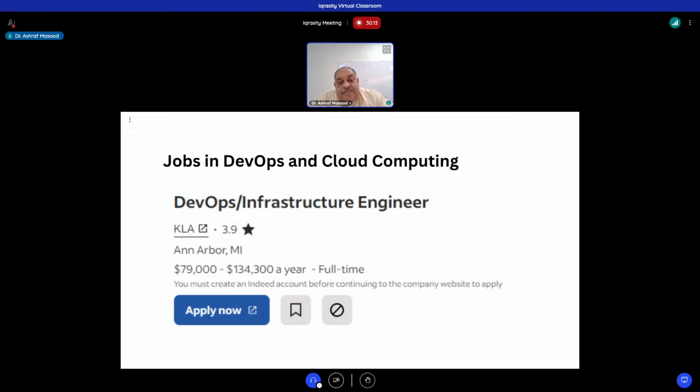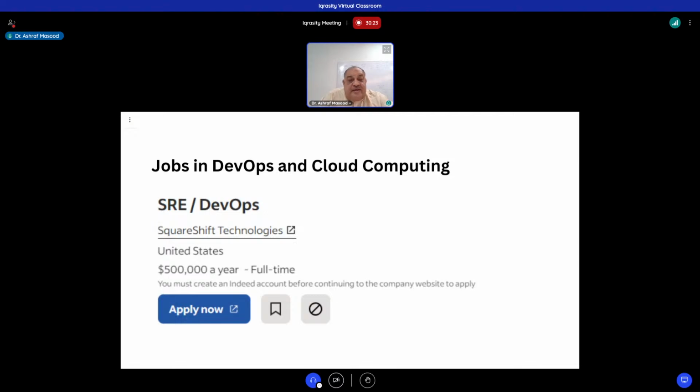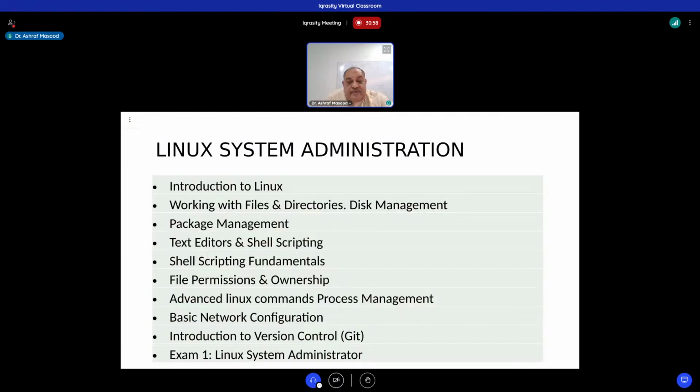Another similar one, DevOps infrastructure engineer, you see $79,000 to $134,000. And another, a site reliability engineer, a DevOps engineer, $500,000 a year. I'm talking about the international social media platform; these are some of their figures. You see, the industry in the developed world is offering these jobs and people are not available. They need hundreds and thousands of people like this, and they are not available. So we want you to prepare for this, and these are the opportunities you should be looking at in the future.